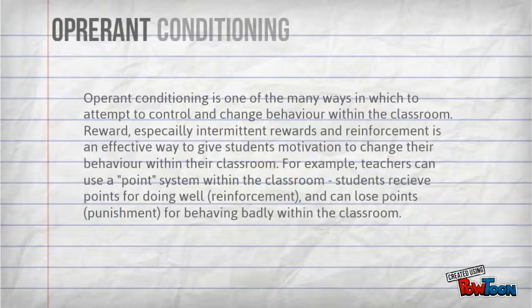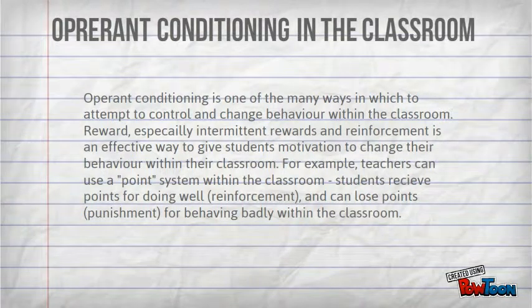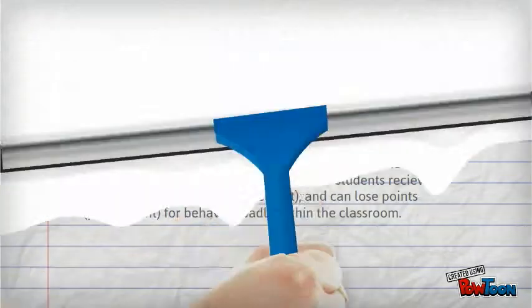Operant conditioning is one of the many ways in which to attempt to control and change behaviour within the classroom. Reward, especially intermittent rewards and reinforcements, is an effective way to give students motivation to change their behaviour within the classroom. For example, teachers can use a point system within the classroom. Students will receive points for doing well.